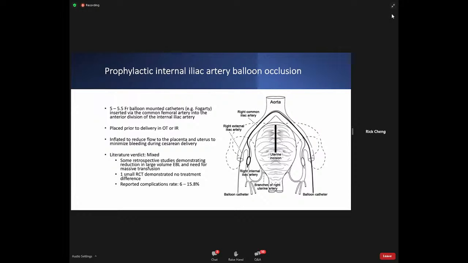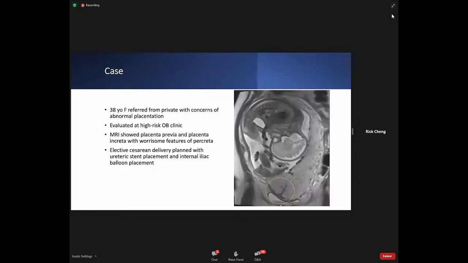However, when it comes to studies in the literature, the literature really provides a little bit of a mixed view. Some retrospective studies have demonstrated a reduction in large volume blood loss and the need for massive transfusion when prophylactic balloons were placed. However, there is one very small randomized control trial that didn't really demonstrate any treatment difference. So a lot of times this really is case by case and really dependent on the center's expertise.